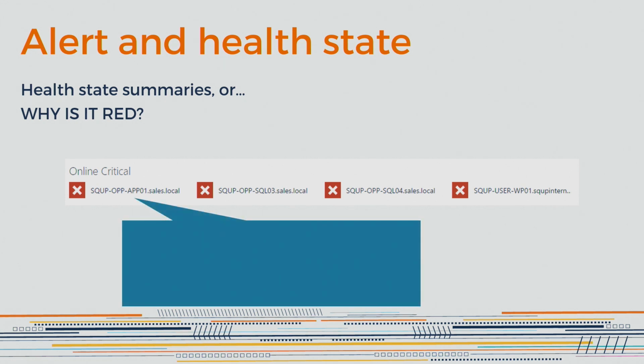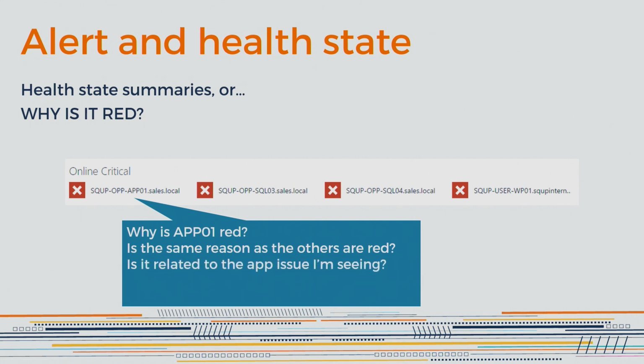So the questions I have when I look at this are, why is APO1 red, for example? Is it the same reasons as the others are red? I don't have any way to start correlating errors across these 4 servers right now. Is the issue with these servers related to the actual problem that I'm investigating, the reason I came to this dashboard? Is APO1 having such a bad problem that it's impacting my application and my users, or is this just a background issue that needs addressing sometime today or tomorrow? What is the priority? Which one do I look at first?